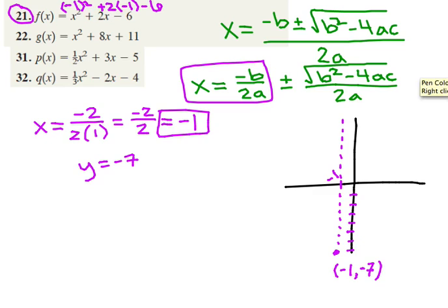Y-intercept is going to be negative 6. That one's still pretty easy for us to find. So at 0, negative 6, we've got that. Using our axis of symmetry, what's the other coordinate point I know? Negative 2, negative 6. Good. I went over 1 unit this way, so if I go 1 the other direction, I'll be able to find that coordinate point at negative 2, negative 6.